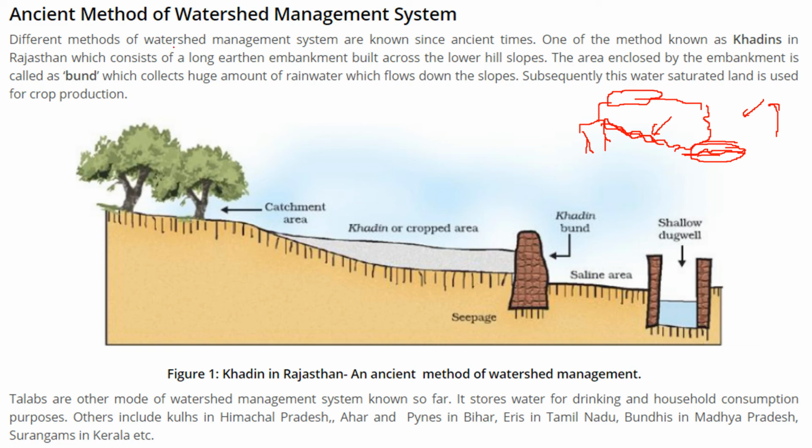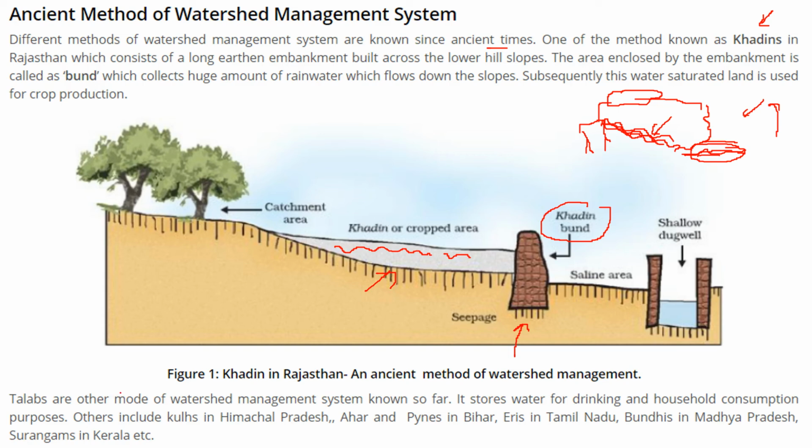There are different methods of watershed management, known since ancient times. One of them is khadins in Rajasthan, which consist of a long earth embankment built across the lower hill slopes. The area enclosed by the embankment, known as a khadin or bund, collects a huge amount of rainwater down the slope, because, as I said, water only comes down the slope, and subsequently this water-saturated land can be used for crop production.